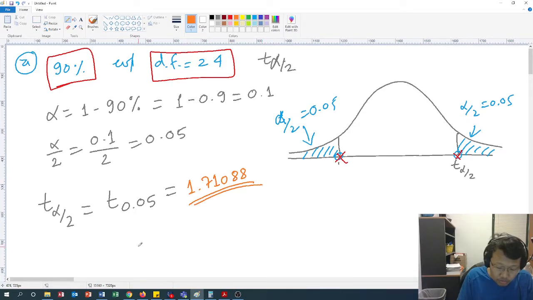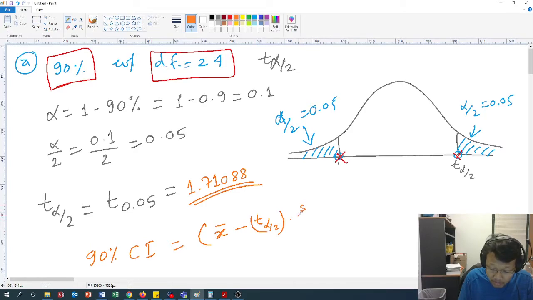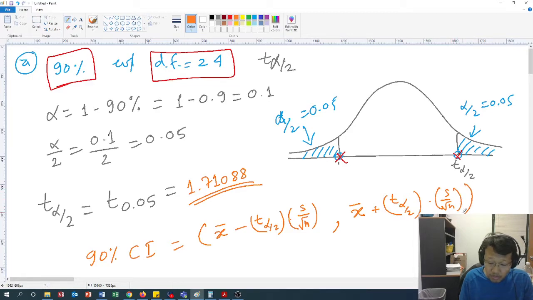So to find out the 90% confidence interval, what you will do is simply go for x bar minus the margin of error. The margin of error is simply T alpha over 2 times the sample standard deviation divided by the square root of the sample size. That's the left endpoint, and the right endpoint would be x bar plus T alpha over 2 times S over root n. Okay, this formula. So that's it for A.